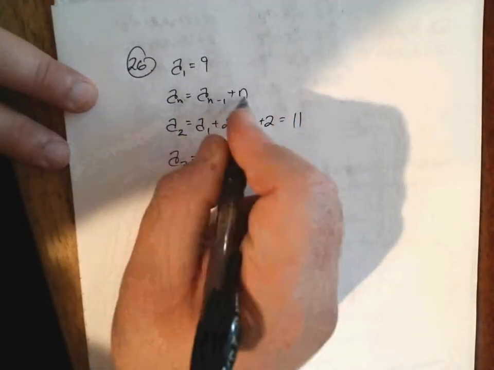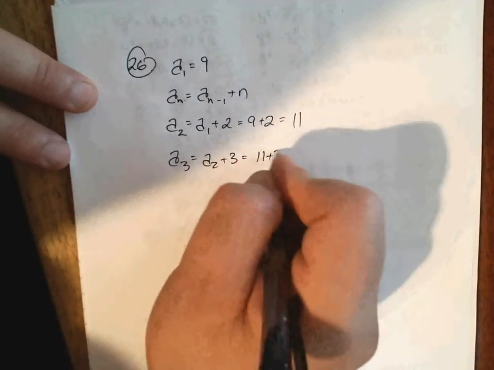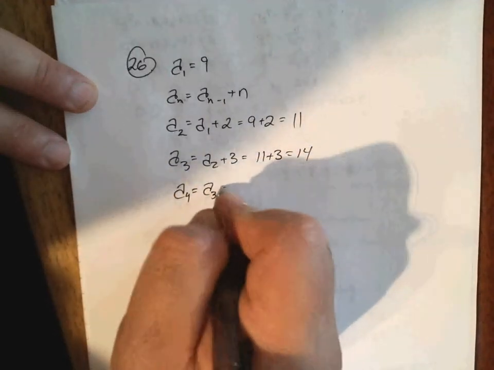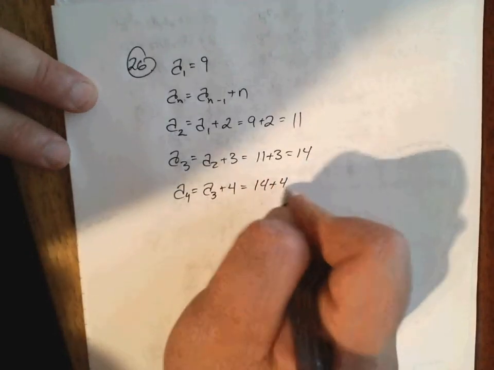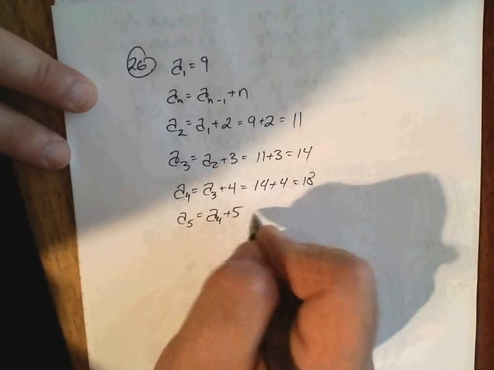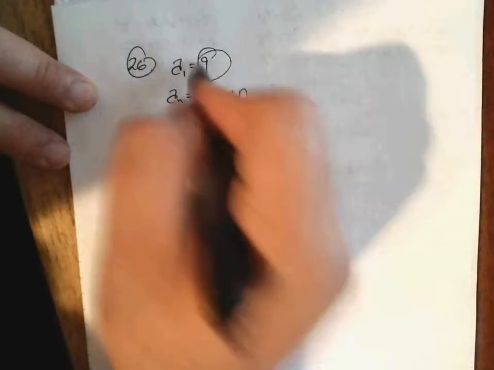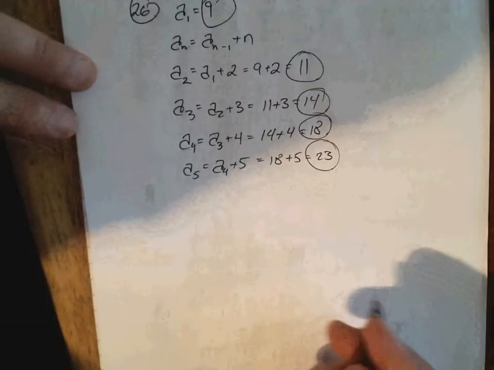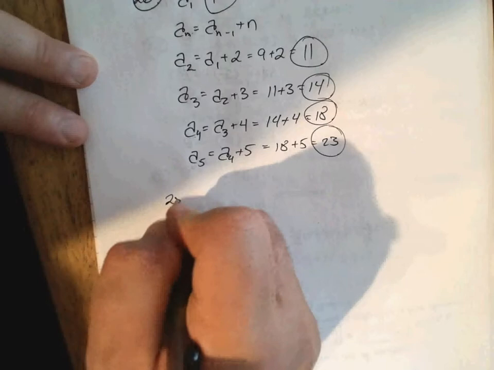There's a sub 2. A sub 3, the rule is that's a sub 2 plus 3. So 11 plus 3 is 14. A sub 4 is a sub 3 plus the n, which is 4 now. 14 plus 4, I get 18. And a sub 5, that's a sub 4 plus the n of 5. That's 18 plus 5 is 23. So the first 5 terms of the sequence are those values right there. Okay? Let's do one more example of that.